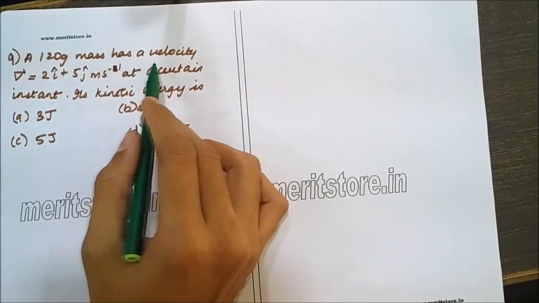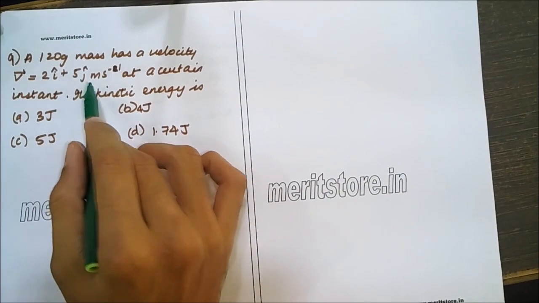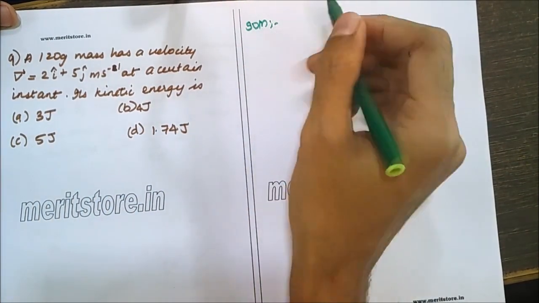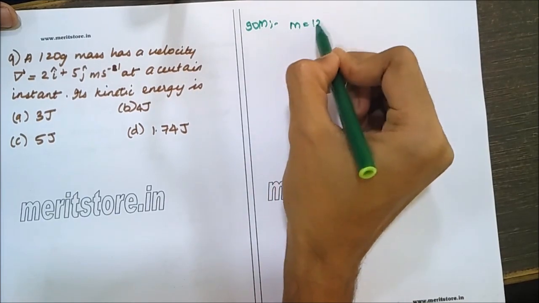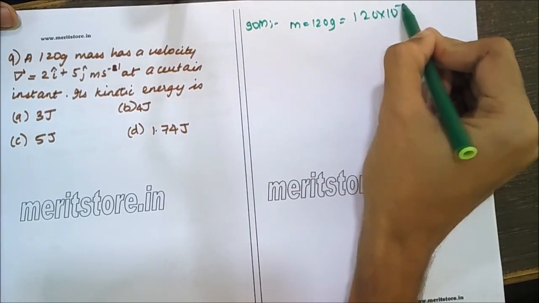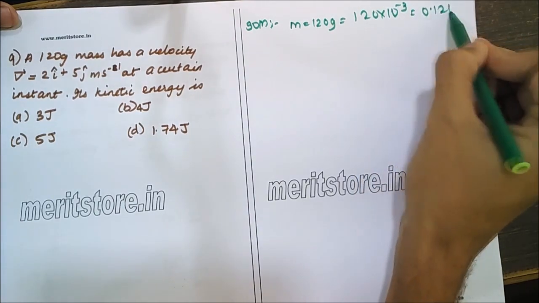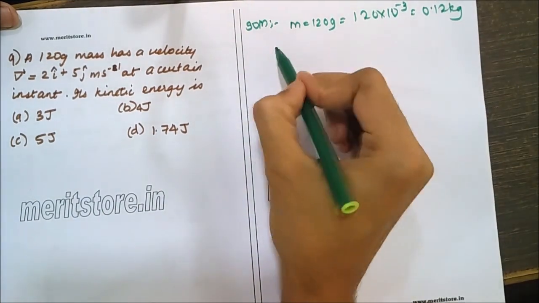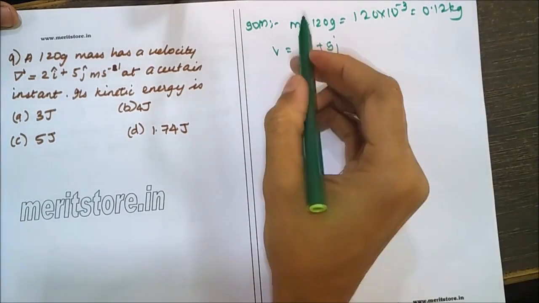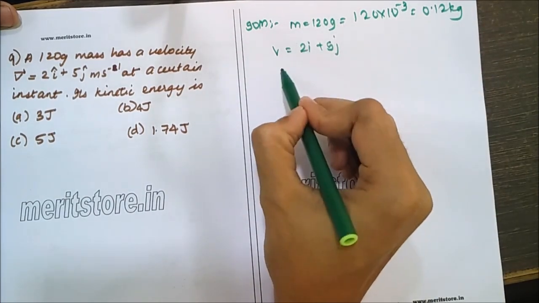A 120 gram mass has a velocity v, which is 2i plus 5j. At a certain instant, its kinetic energy is. We need to find the kinetic energy of the mass. So mass is given as 120 grams, which can be converted into 120 into 10 to the power minus 3, so that becomes 0.12 kilograms. Next, the velocity is given as 2i plus 5j.